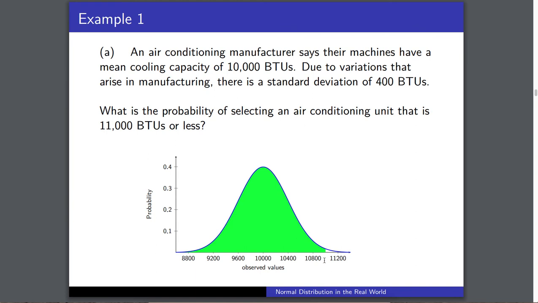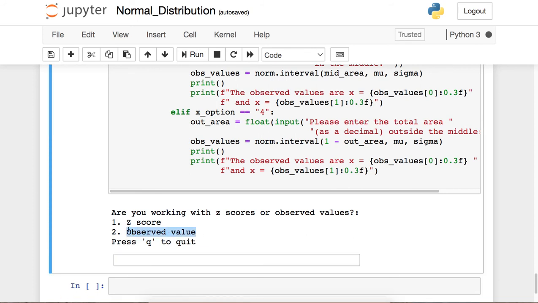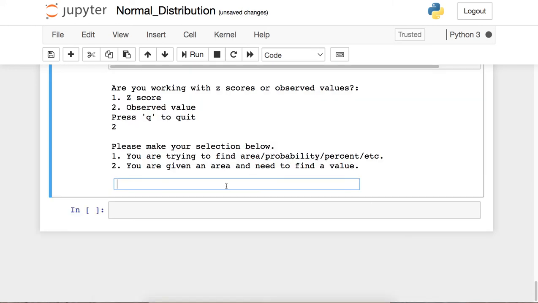So here's 11,000 on the observed values normal distribution. We're looking at the area to the left of that 11,000. We want to know the chances we get an air conditioning unit that is somewhere in this green shaded region. Again, we can use technology for this. In this video, we'll be looking at observed values. In the last section we did z-scores, but in this one we're looking at observed values. So it's broken down by what you have. We have option 2, and we're trying to find an area that's to the left of that value, so we want option 1.